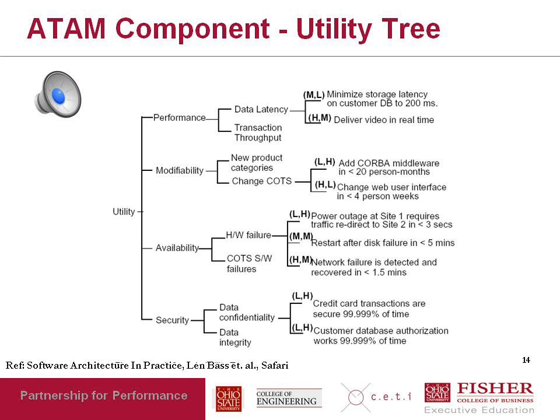So for example, with respect to performance, this particular system had two categories of performance. One was data latency, the other was transaction throughput. With respect to modifiability, you had new product categories or the change of an off-the-shelf system purchased for use within that system, things like that. And at the leaf of this utility tree are the actual scenarios, labeled with a prioritization. Once again, the prioritization being a two component prioritization. The first component standing for importance, for criticality, and the second component standing for perhaps urgency.